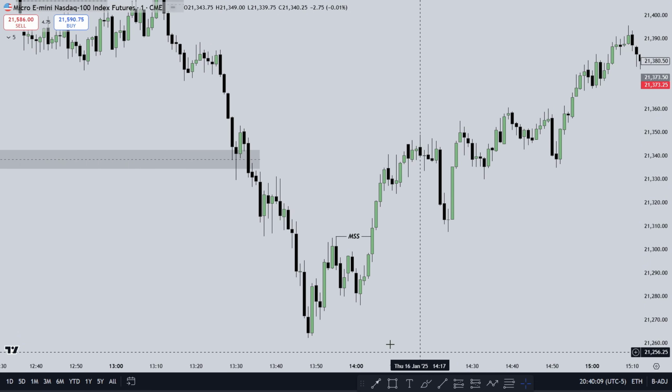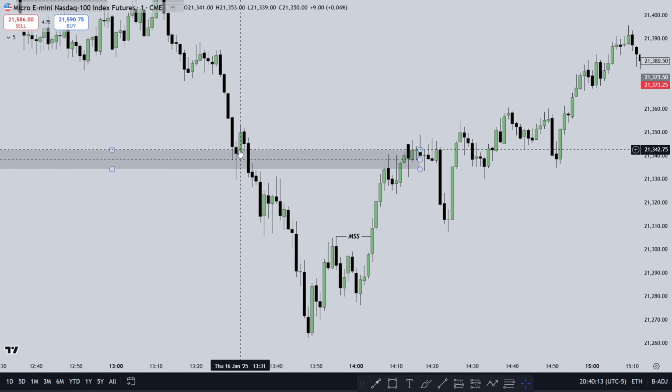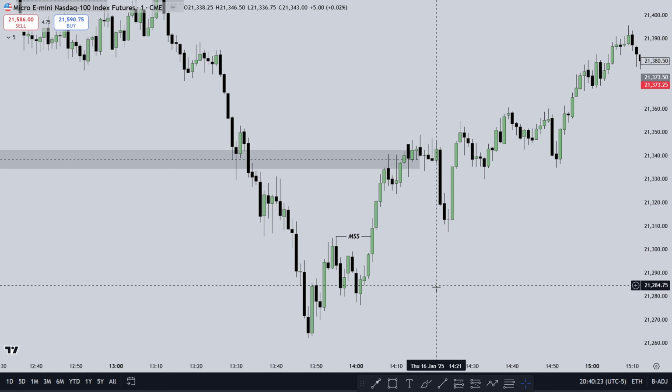Now, if you were to enter, where are you going to put take profits? You already know, the fair value gap. We have our fair value gap right here. Put your take profit at the fair value gap. And what do you see price do? Price fills the fair value gap and rejects. It's really that simple. Just use your liquidity and fair value gaps as your targets on these.